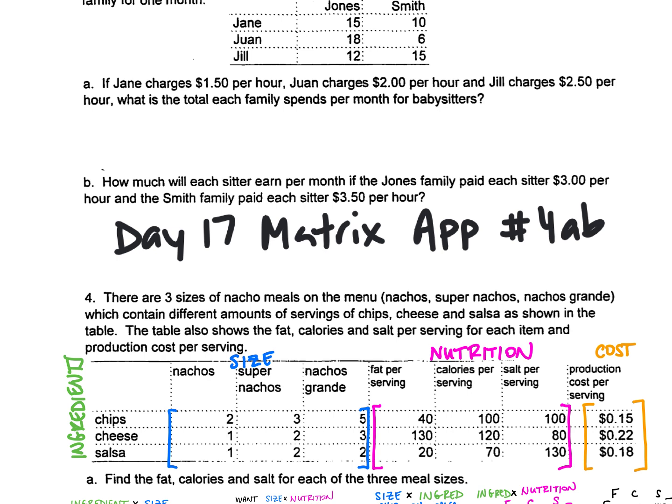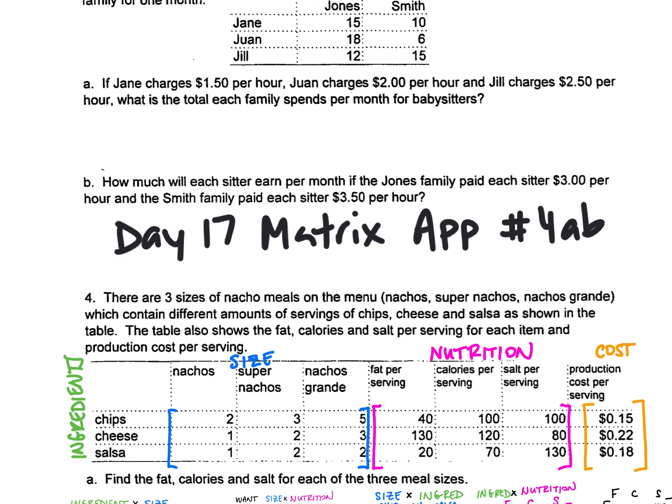So this is the nacho problem. There are 3 sizes of nacho meals on the menu: nachos, super nachos, and nachos grande. They contain different amounts of servings of chips, cheese, and salsa, as shown in the table. And the table also shows the fat, calories, and salt per serving for each item, as well as the production costs. So what I essentially did here was organize it in a matrix.